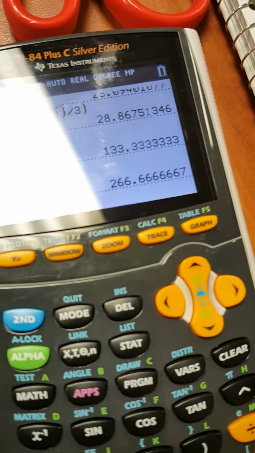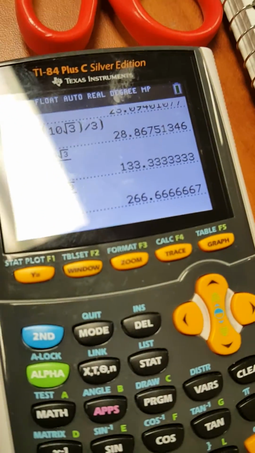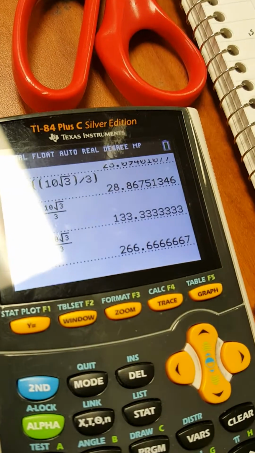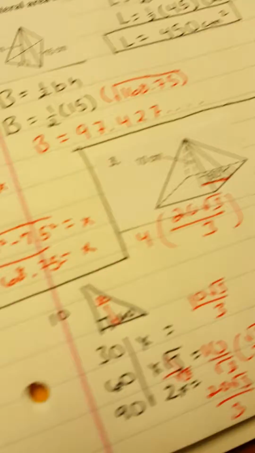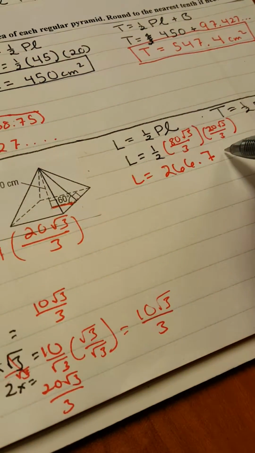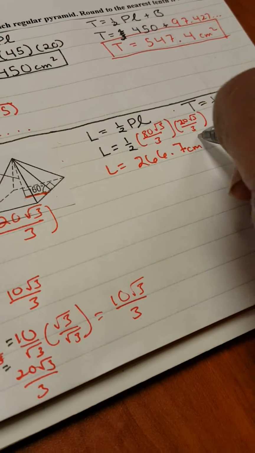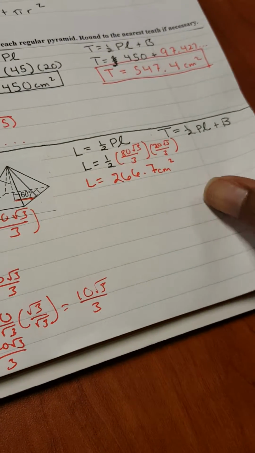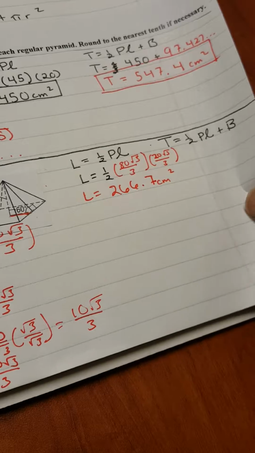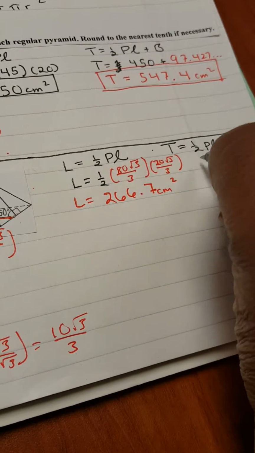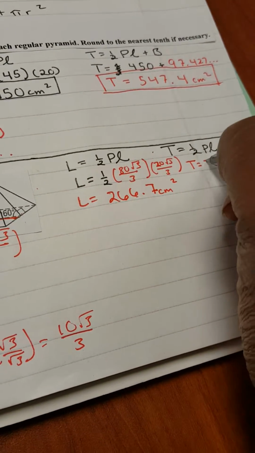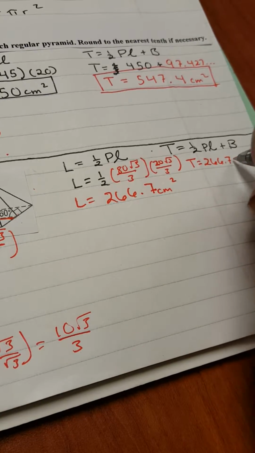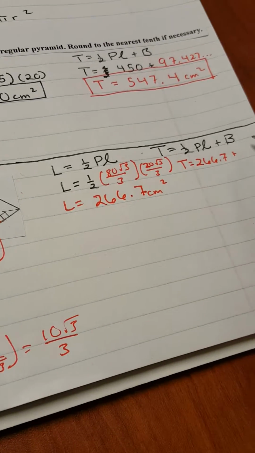All right, so you should have got 266.666, round to the nearest tenth, 266.7 centimeters squared. Okay, then for the total, you have the 266.7 plus the area of the base.